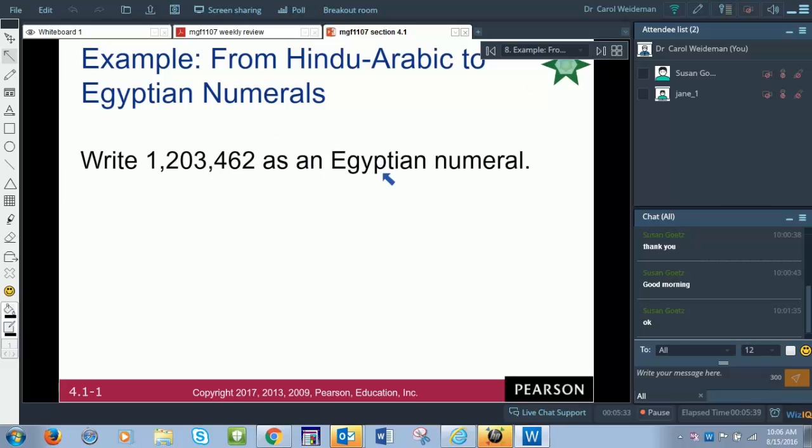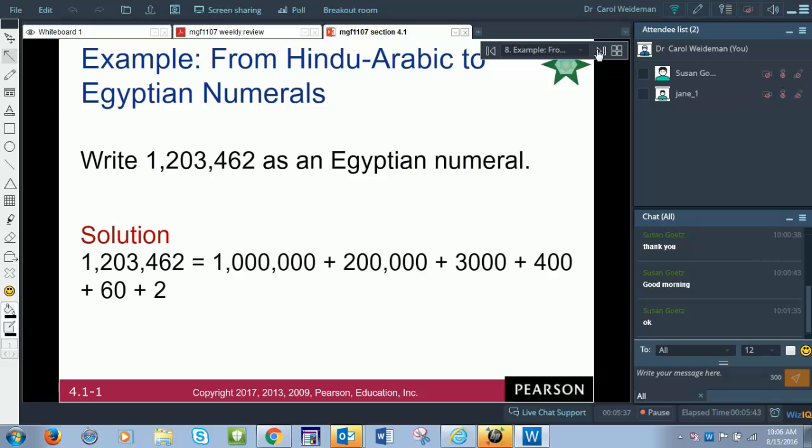Let's take a big number and write it as an Egyptian numeral. So again, you want to break it down. And this is what we call the expansion of the number. We're going to learn more about this in a second. So this is 1 million plus 200,000 plus 3,000 plus 400 plus 60 plus 2. And then this helps us to write it into the Egyptian symbols.